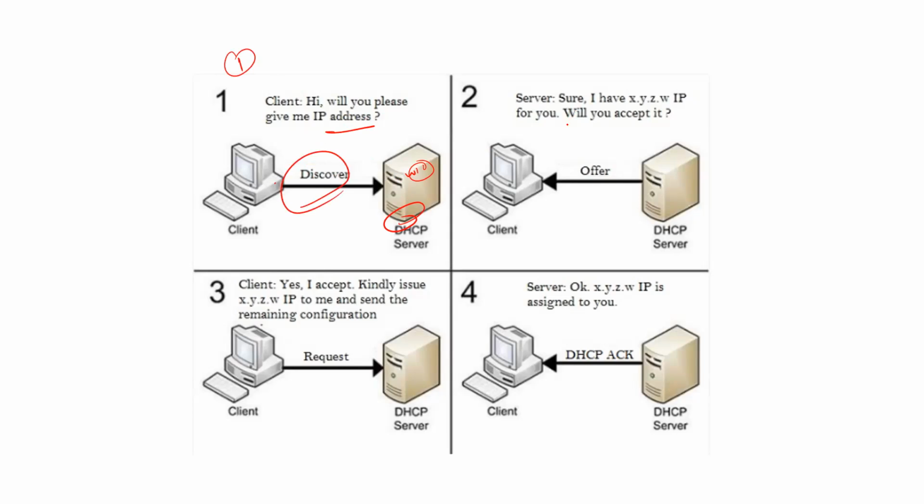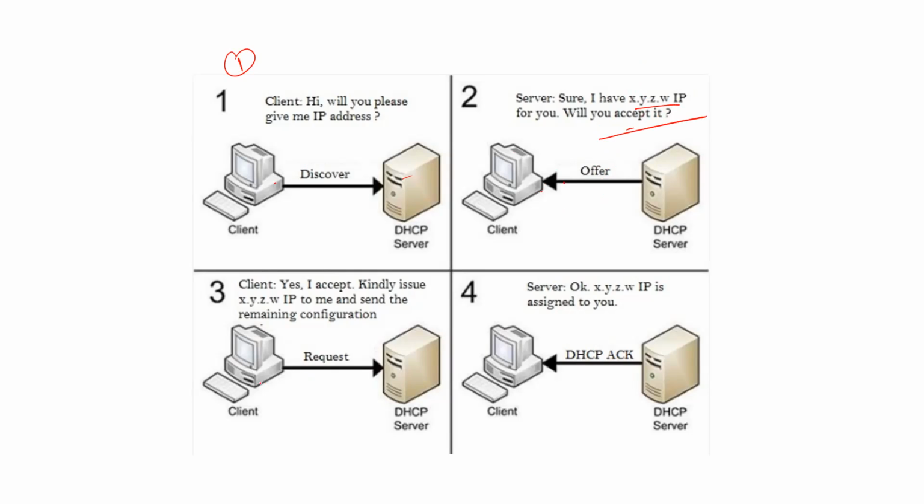The second thing that happens is the DHCP server will respond. The client doesn't know what the DHCP server is. The DHCP server gives a response to the client saying, I'll give you this IP address. Are you okay with it? Do you accept it? It will send the offer message.